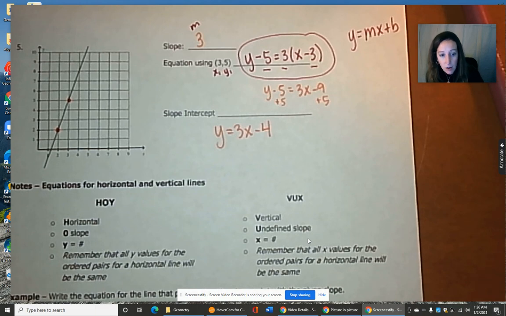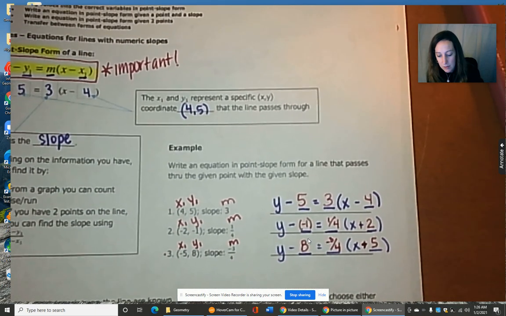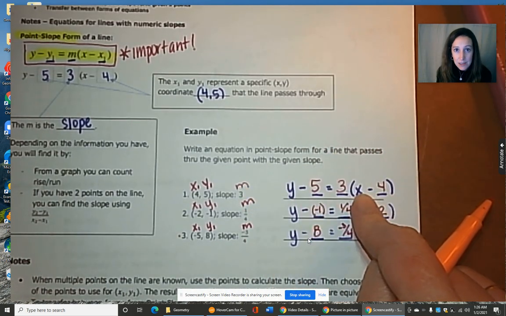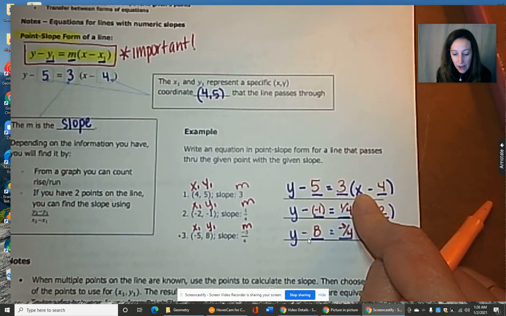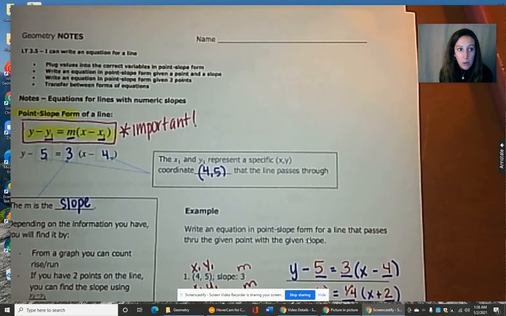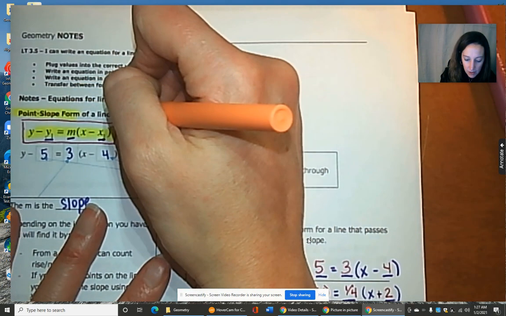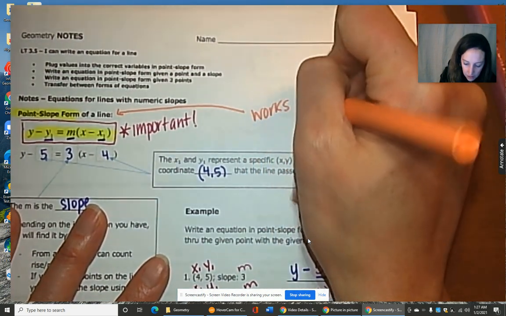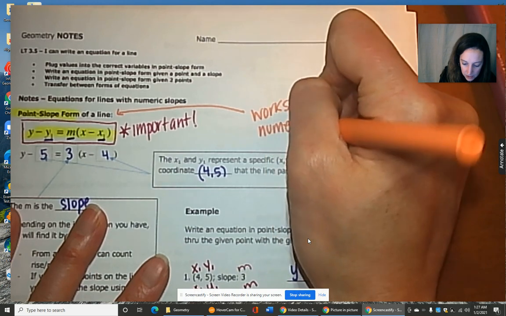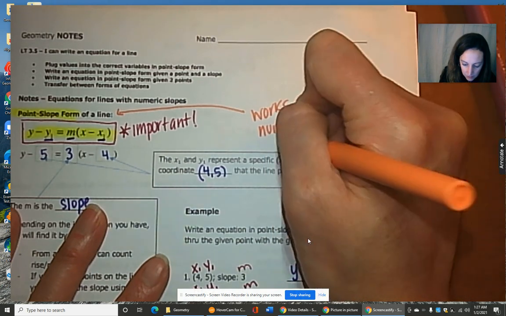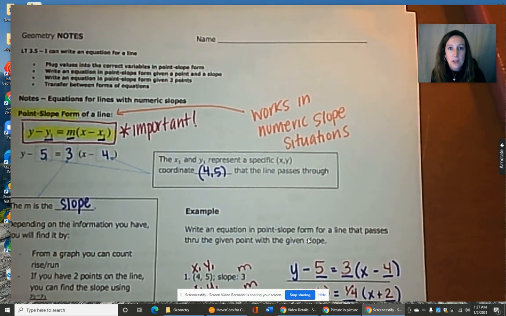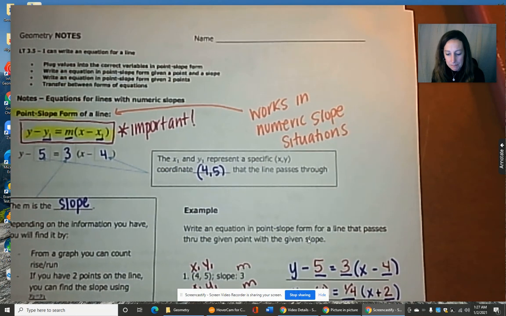In both of these situations, and all of these situations that we've done so far, we've had numeric slopes. So we've had both y's and x's when we wrote the equation. If you have a numeric slope and a point, then you want to write the point slope form. Right? Point slope form of the line works in numeric slope situations, because in numeric slope situations, you're going to have both an x and a y in your equation.